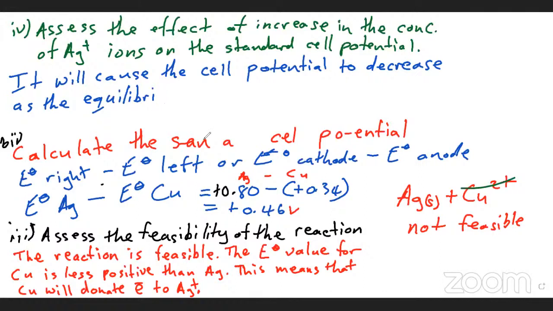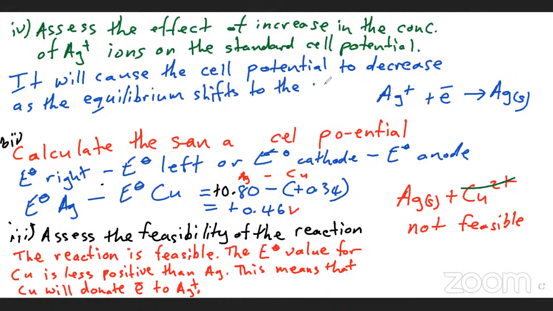With increasing silver ions, let's look at it. Silver was where again? Silver ion with the electron gives Ag. Increasing the concentration of the silver ion, it would go to the right. Yes, it's Le Chatelier's.